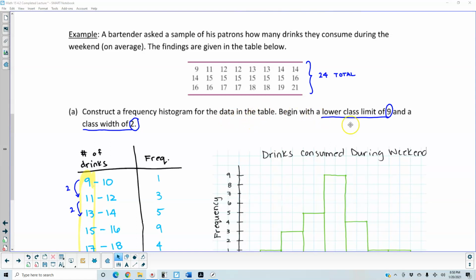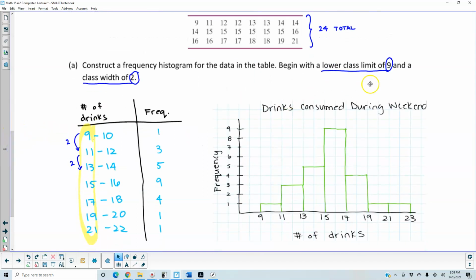We're going to begin with a lower class limit of 9 and a class width of 2. So if we start with the lower class limit of 9, since that's our lowest number, and the class width is 2, we add 2 to get 11 for the next lower class limit, and then 13, 15, 17, 19, and 21. And then over here, the upper limits start at 10, so this is 10, 12, 14, 16, 18, 20, and 22.